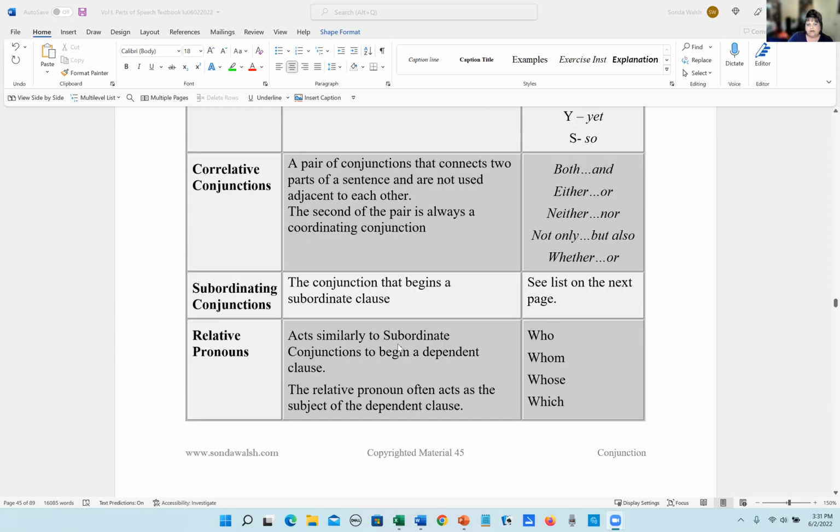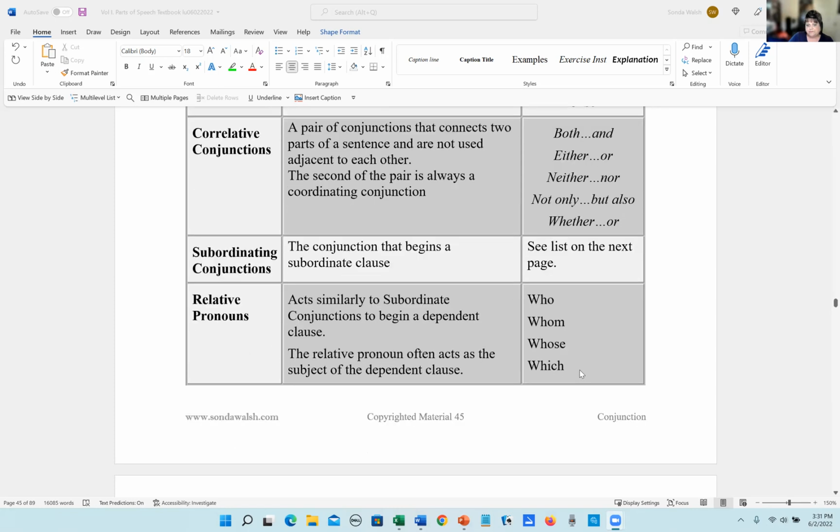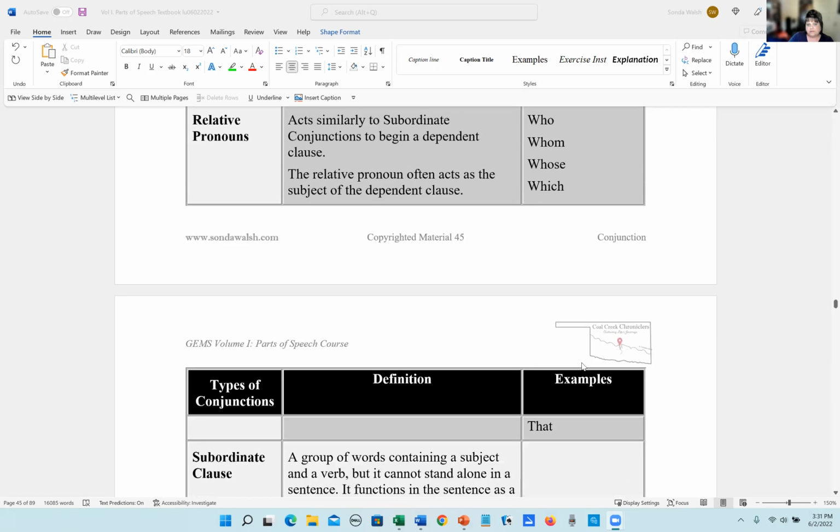Now I put on here relative pronouns. I know we studied pronouns last time, but relative pronouns serve sort of the same purpose as subordinating conjunctions. So just for the sake of refreshing your memory, who, whom, whose, which, and that are relative pronouns.